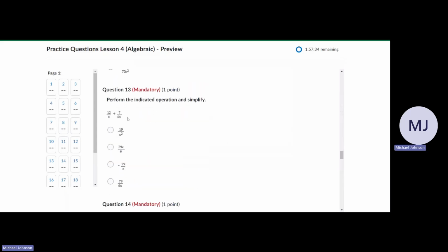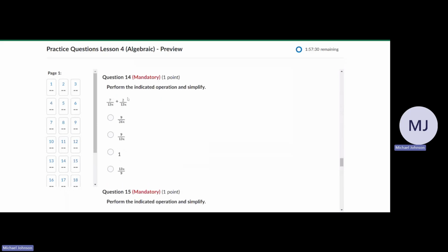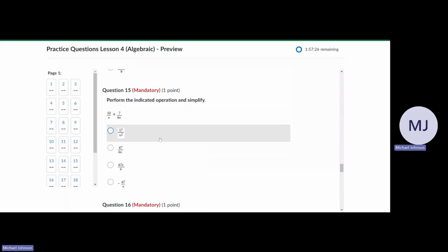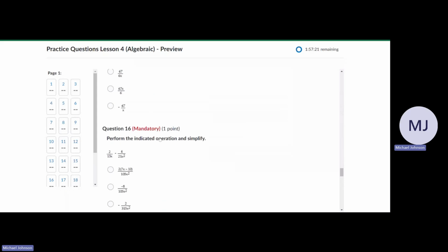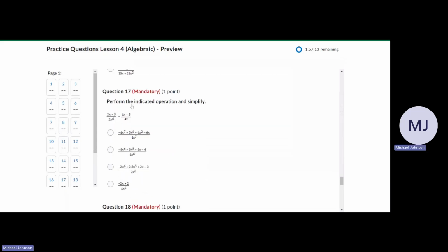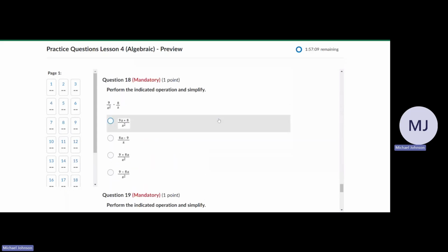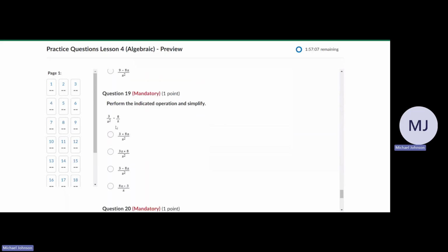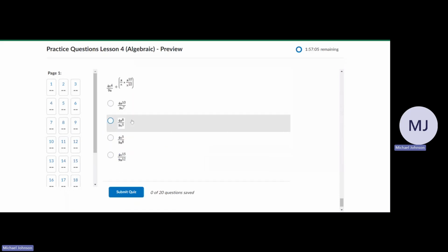Common denominators again, add the tops together once you have common denominators. Here, they have the same denominator already, so you can just add the tops. Here, make a common denominator for both, add the tops. Here, make a common denominator and then combine the tops. Here, make a common denominator, combine the tops. Here, make a common denominator and combine the tops.